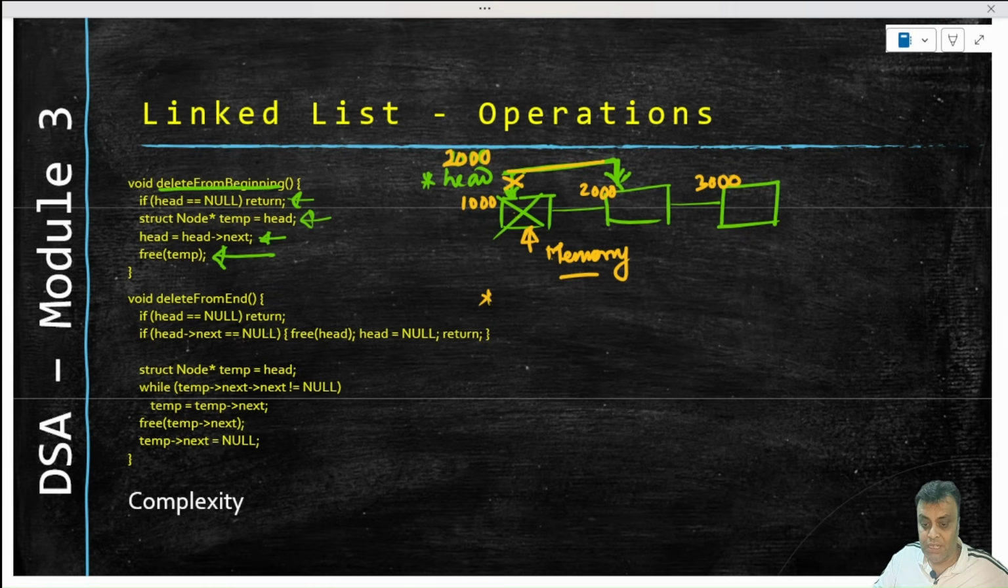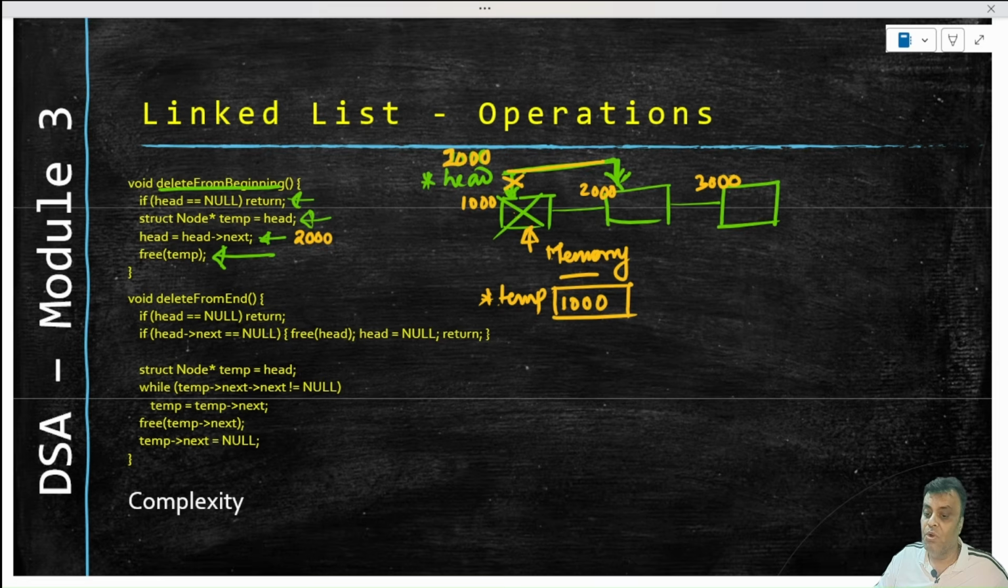So what we'll do is we'll say start temp. Start temp, please point to the head. Head originally was 1000. So start temp, please point to the head. And then we will say head equal to head arrow next, by which this becomes 2000. Head's next is 2000, yes. So head becomes 2000. And temp is pointing to 1000. So temp still has the location of 1000.